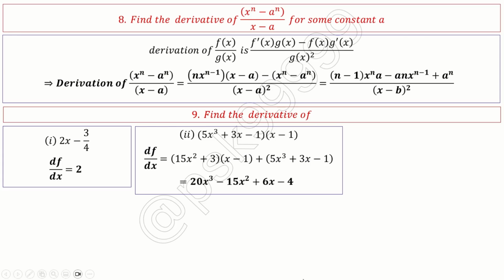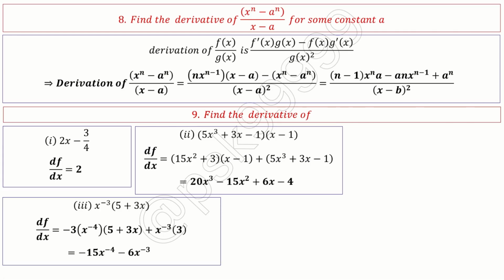I've just tried the second way, and this is what you will get. Next, x to the power of minus 3 into 5 plus 3x. This you can also do using the f of x into g of x derivation, or if you want to write it as 5 plus 3x divided by x cube, you can apply the f of x by g of x derivation rule also. In both ways you will get the same answer anyway. So do it term by term, you will get it.